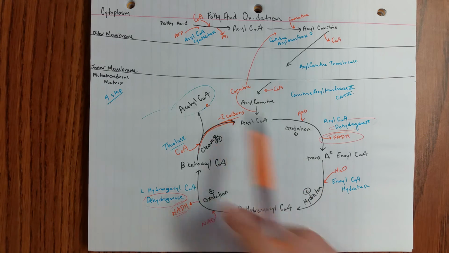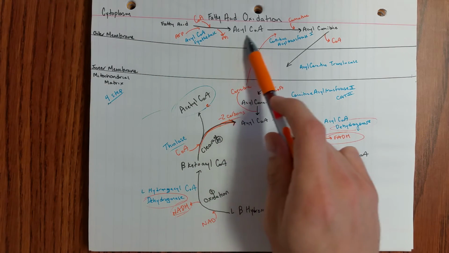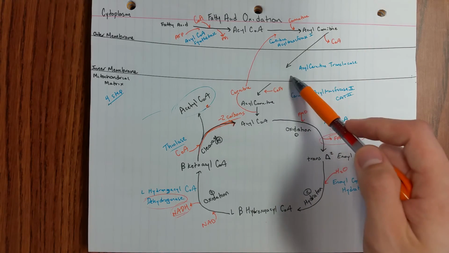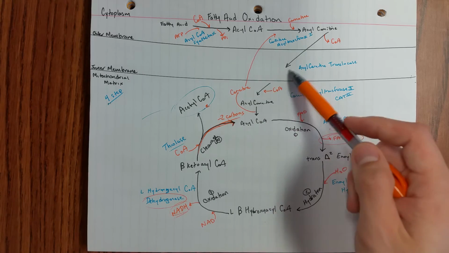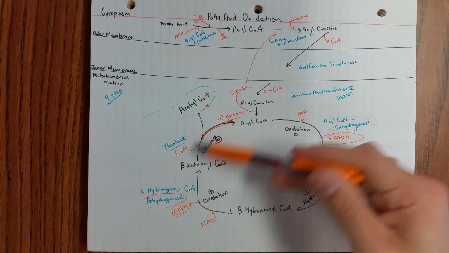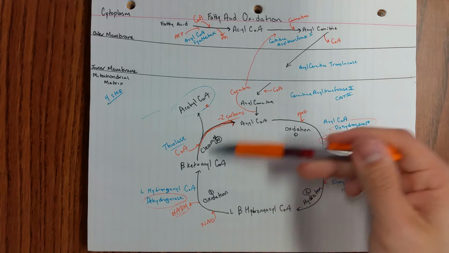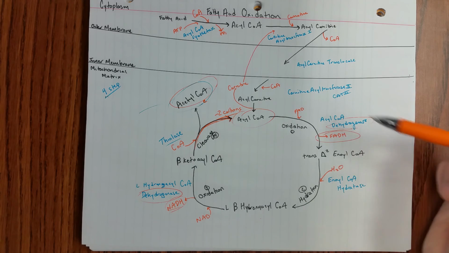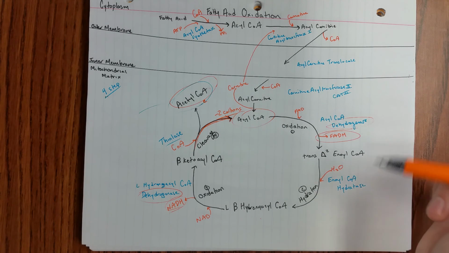So there we go. Fatty acid outside in the cytoplasm. Acyl carnitine gets split up and ends up getting back together once it's through the membrane, and then this cycle begins. Using all these enzymes, all these substrates turn in, and we get Acyl CoA and Acetyl CoA at the end. So there we go.